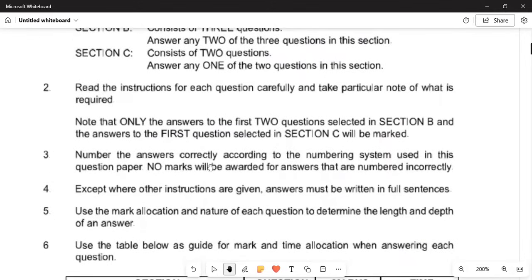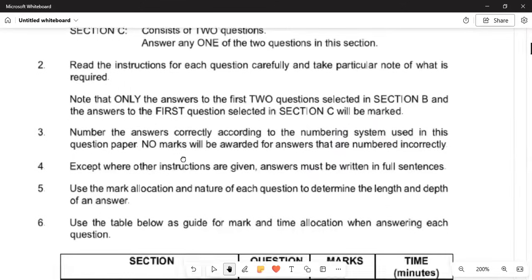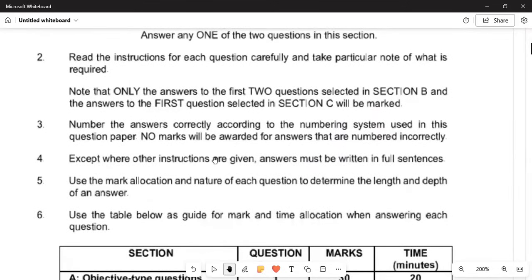Also, you are asked to read the instructions for each question carefully and take particular note of what is required. Note that only the answers to the first 2 questions selected in Section B and the answer to the first question selected in Section C will be marked. Take note of this instruction. It's very important. Number answers correctly according to the number system used in this question paper. No marks will be awarded for answers that are numbered incorrectly. So the numbering is very important, because if you make a mistake, no marks will be awarded. Except where other instructions are given, answers must be written in full sentences.